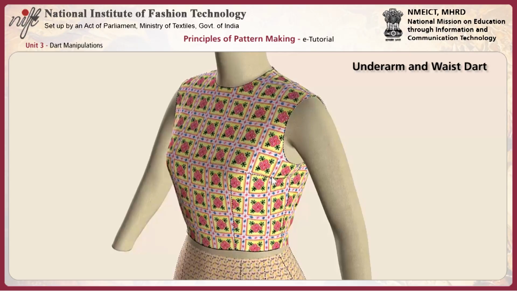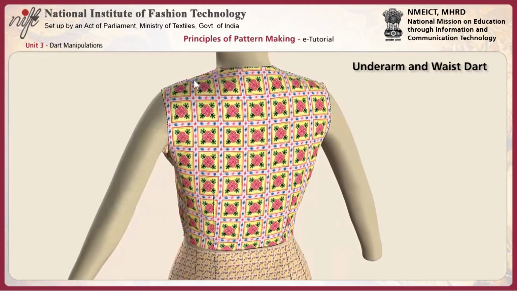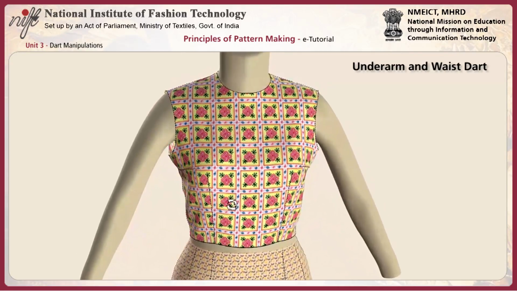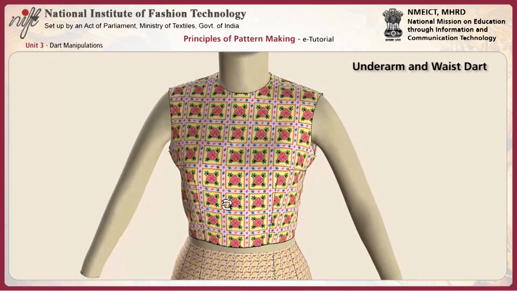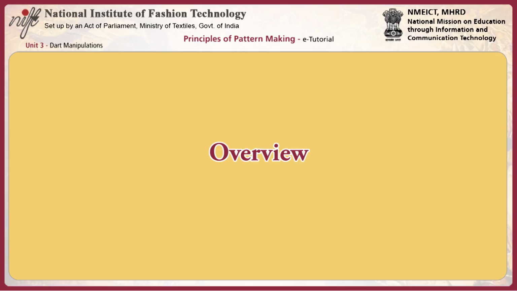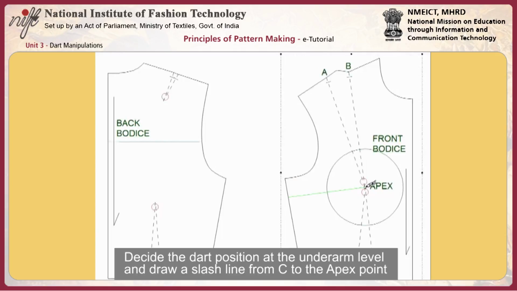This design consists of front waist dart, back waist dart, front underarm dart and back shoulder dart. Let's see how to convert basic bodice to this design. First decide the dart position in the underarm level and draw a slash line from point C to apex point.